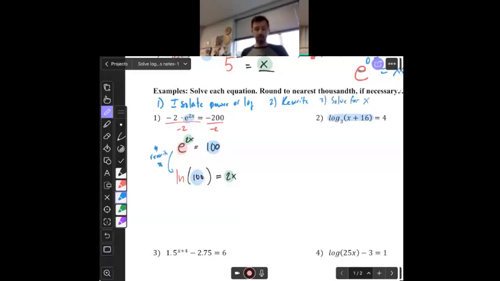Because x is not by itself. But both step 1 and step 3, guys, they should be really simple algebra 1, pre-algebra things. How do I get x by itself? Oh, I'm going to divide by 2. So there really shouldn't be anything too crazy. It's not like you're going to be doing the quadratic formula or anything like that.